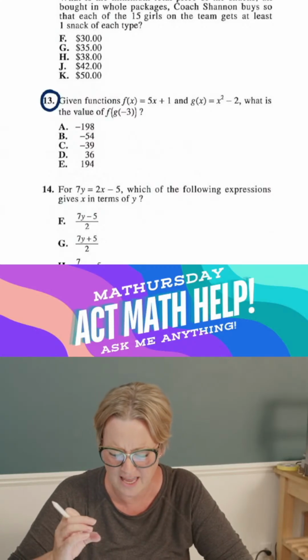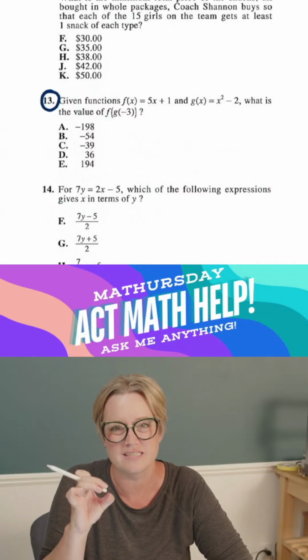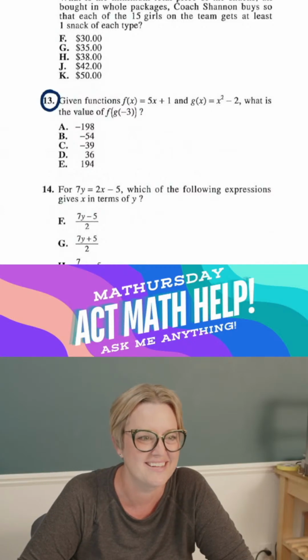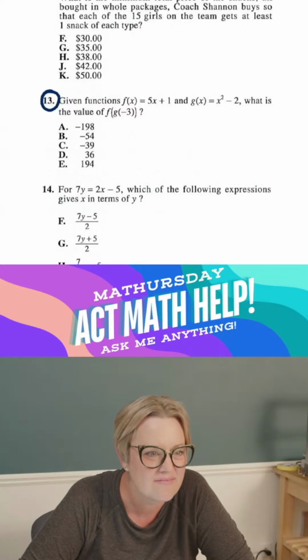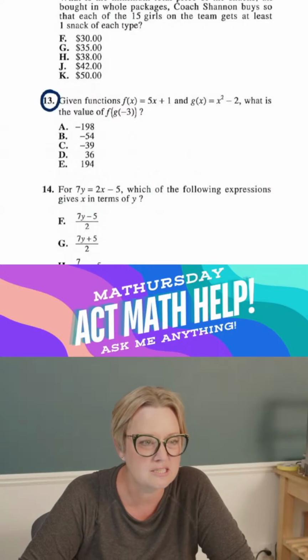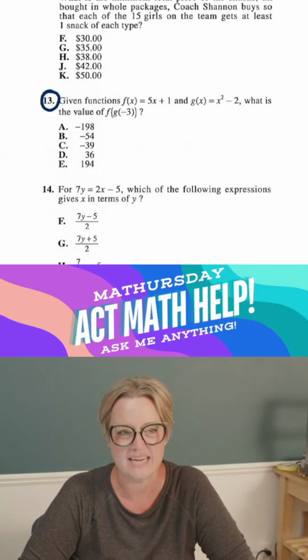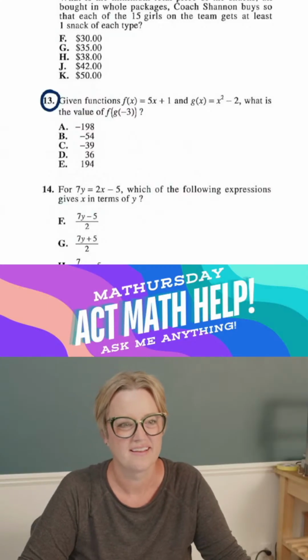But number 12, I would have to zoom out so far for you guys to see the whole question, so that's why we skipped over this. So this is for the ACT, but it's good practice for any standardized test, really.